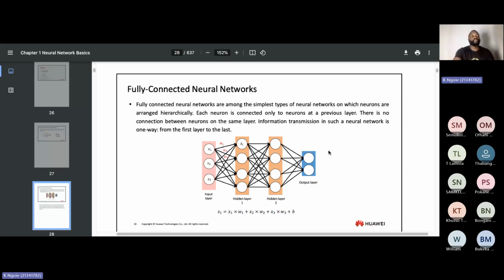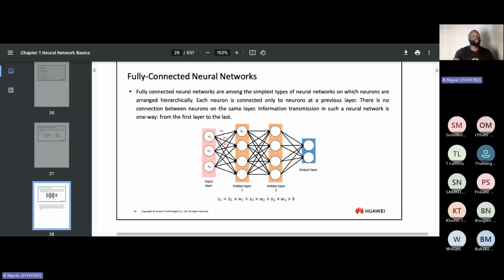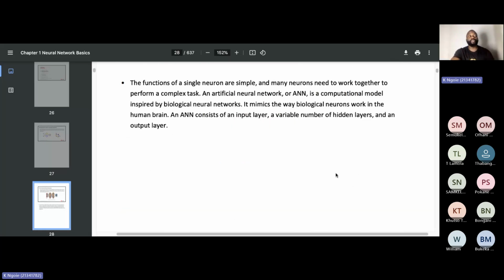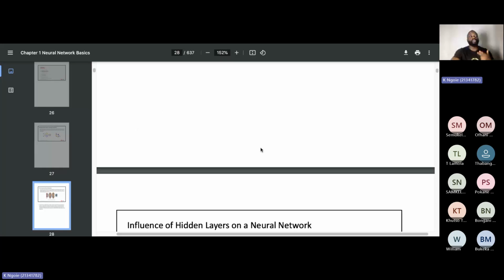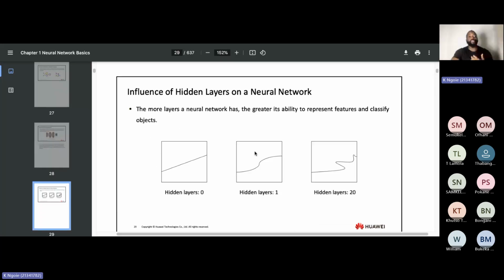All right, so this is a fully connected neural network. That's how a neural network will work. So basically, the functions of a single neuron are simple, and many neurons need to work together to perform a complex task. So an artificial neural network is just a computational model inspired by the biological neural networks. So this is how things are going to happen.